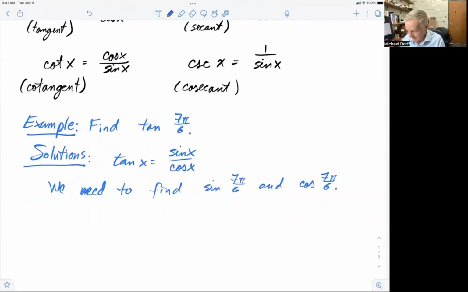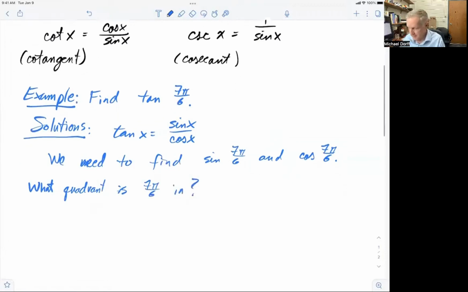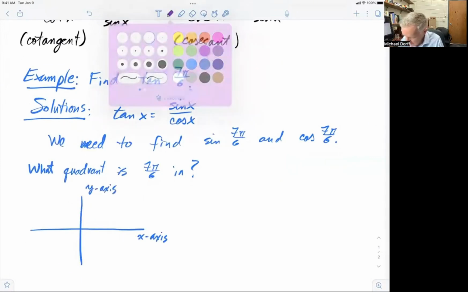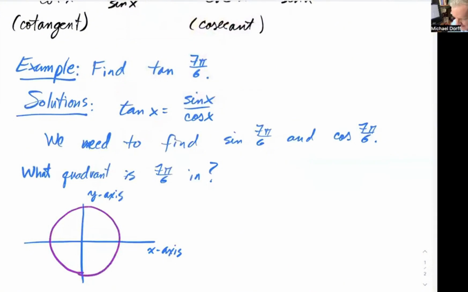Now, how do we find these? Well, the first thing we do, just like at the end of the last video, is ask: what quadrant is 7 pi over 6 in? That's the first question we ask ourselves. So here's my axis. There's the x-axis, the y-axis, and inside here I'm going to draw my unit circle. And now where is 7 pi over 6?